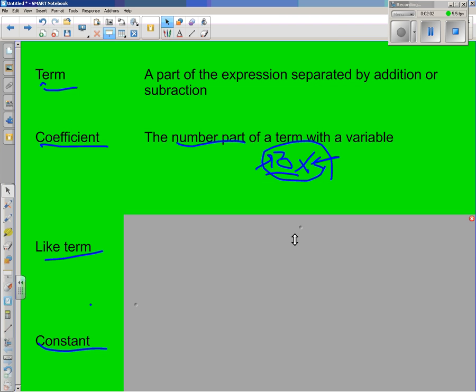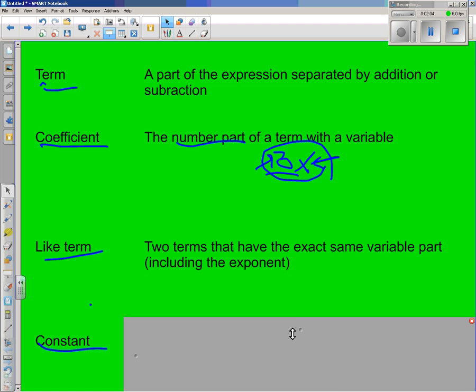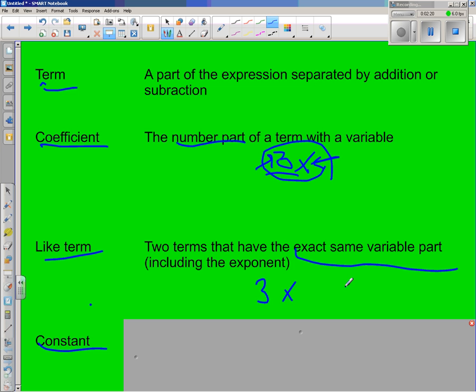A like term. This is going to become really, really important in some things that we talk about next week when we are combining like terms. So like terms are two terms that have the exact same variable part. That means, like, if I have 3x and 2x, those are like terms. They have the exact same variable.